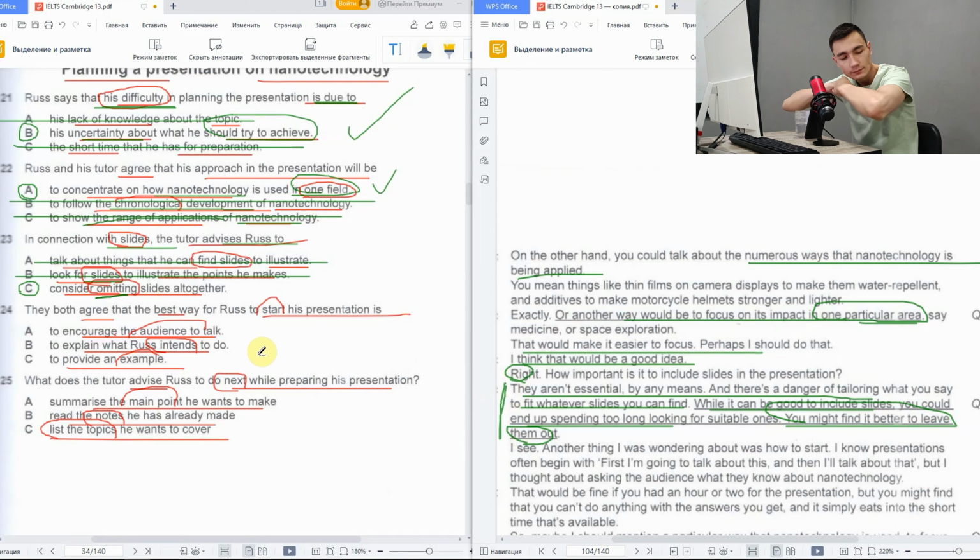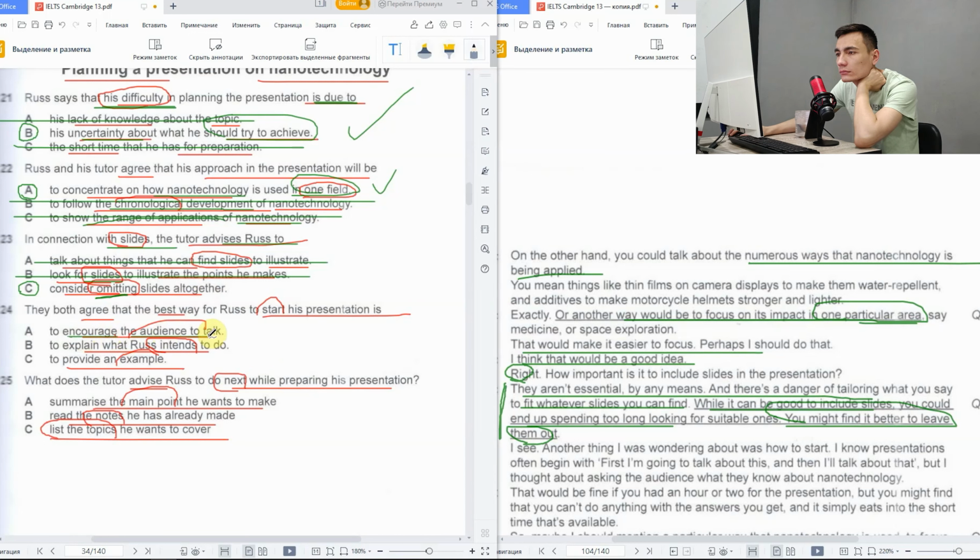Another thing I was wondering about was how to start. I know presentations often begin with, first I'm going to talk about this, and then I'll talk about that. But I thought about asking the audience what they know about nanotechnology. That would be fine if you had an hour or two for the presentation, but you might find that you can't do anything with the answers you get, and it simply eats into the short time that's available. So maybe I should mention a particular way that nanotechnology is used to focus people's attention. That sounds sensible. What do you think I should do next?